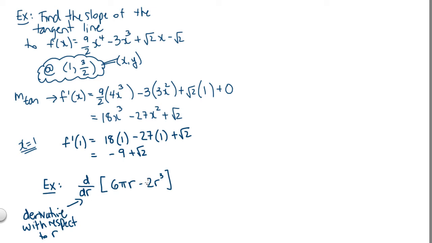So other than just changing the variable here, the rules are going to work the same way. This 6 pi out in front, that's a constant. So we're going to go 6 pi times the derivative of r. Derivative of r is 1. And then we can move over to our next term. We've got minus 2 times the derivative of r cubed, which is 3r squared. And that gives us our answer, 6 pi minus 6r squared.